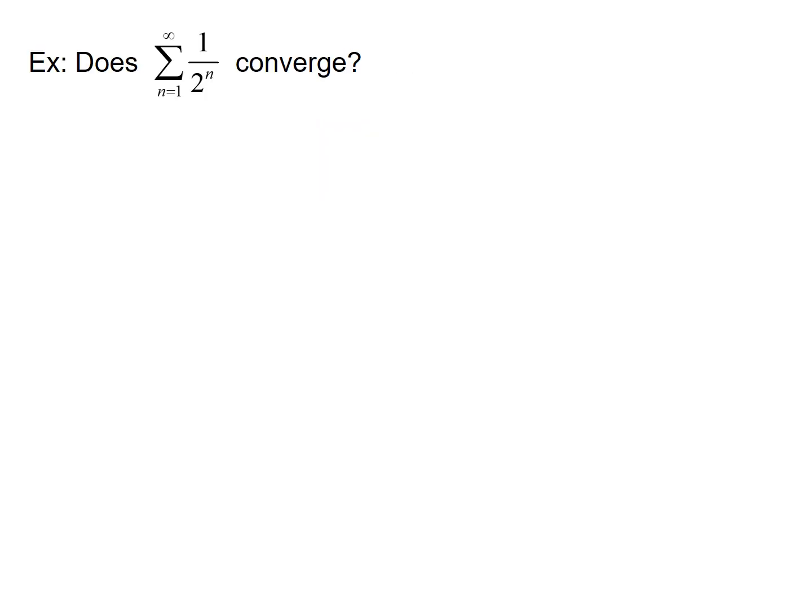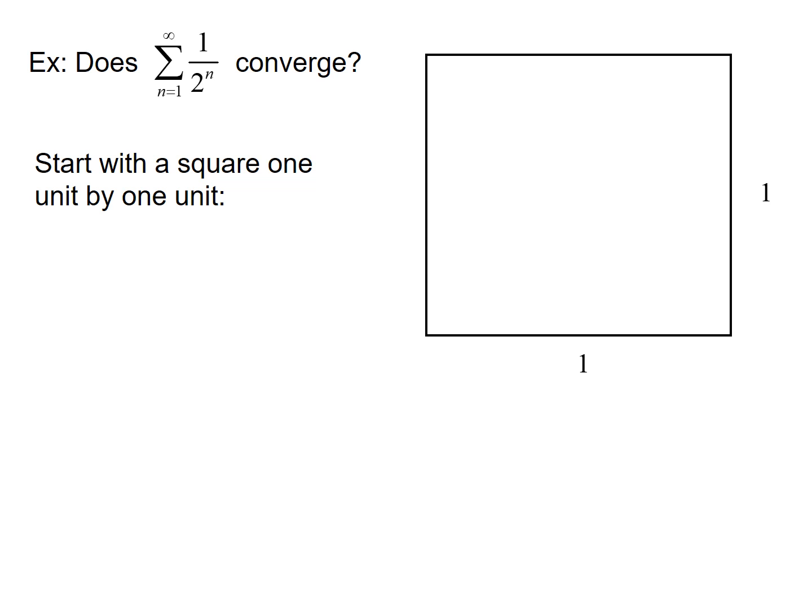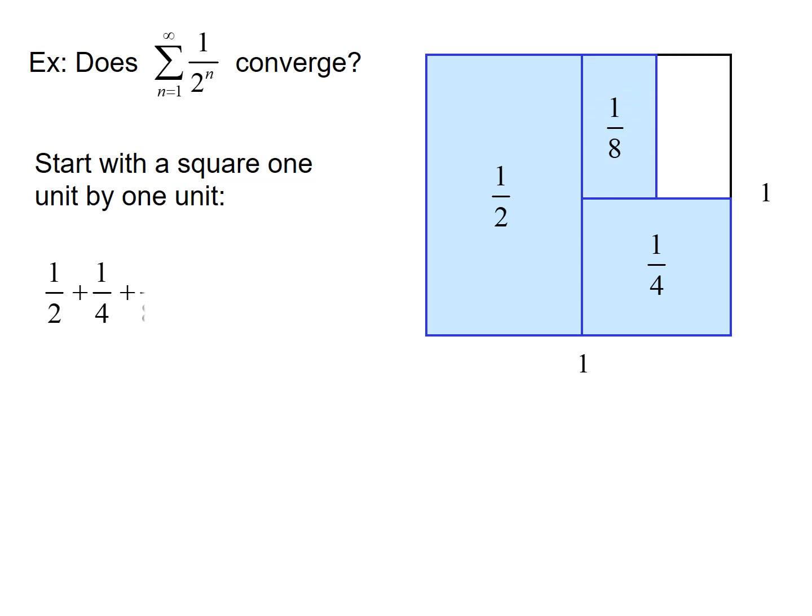All right, so here's the first one we'll look at, and we have an interesting visual to help us with this one. If we start with a square 1 unit by 1 unit, so that has an area of 1, we can take 1/2 of that square. That would be an area of 1/2. On the remaining side, take half of that, which would be a 4th. A half of that would be 1/8. A half of that would be a 16th, and a 32nd, and a 64th.